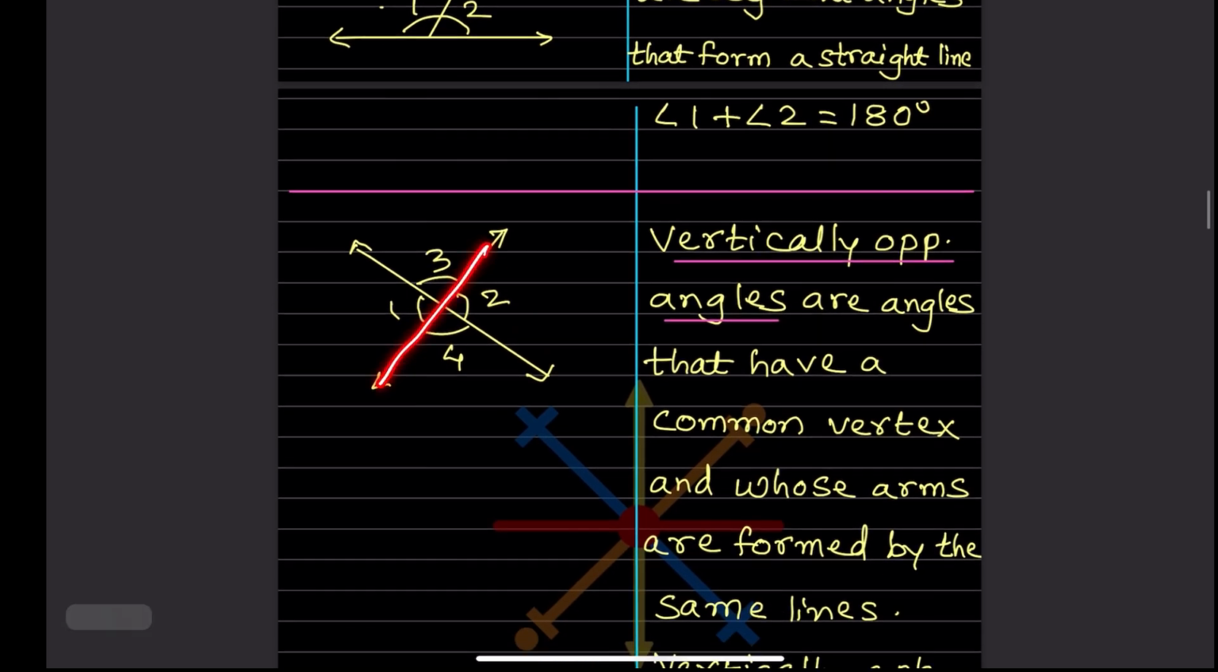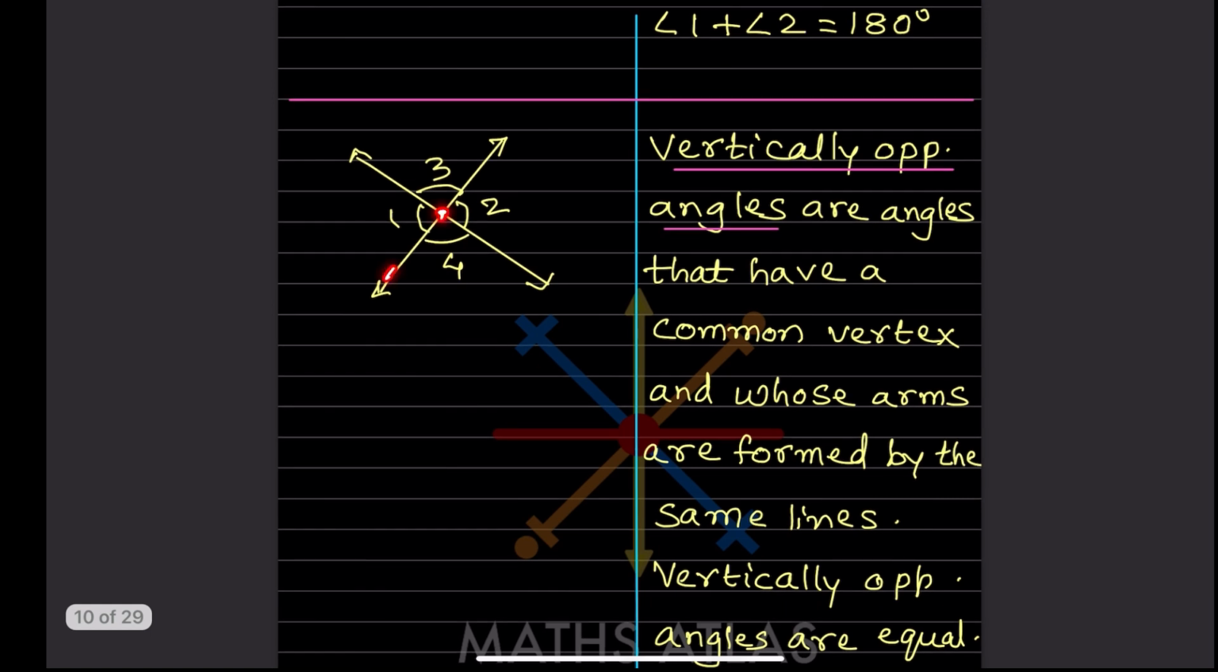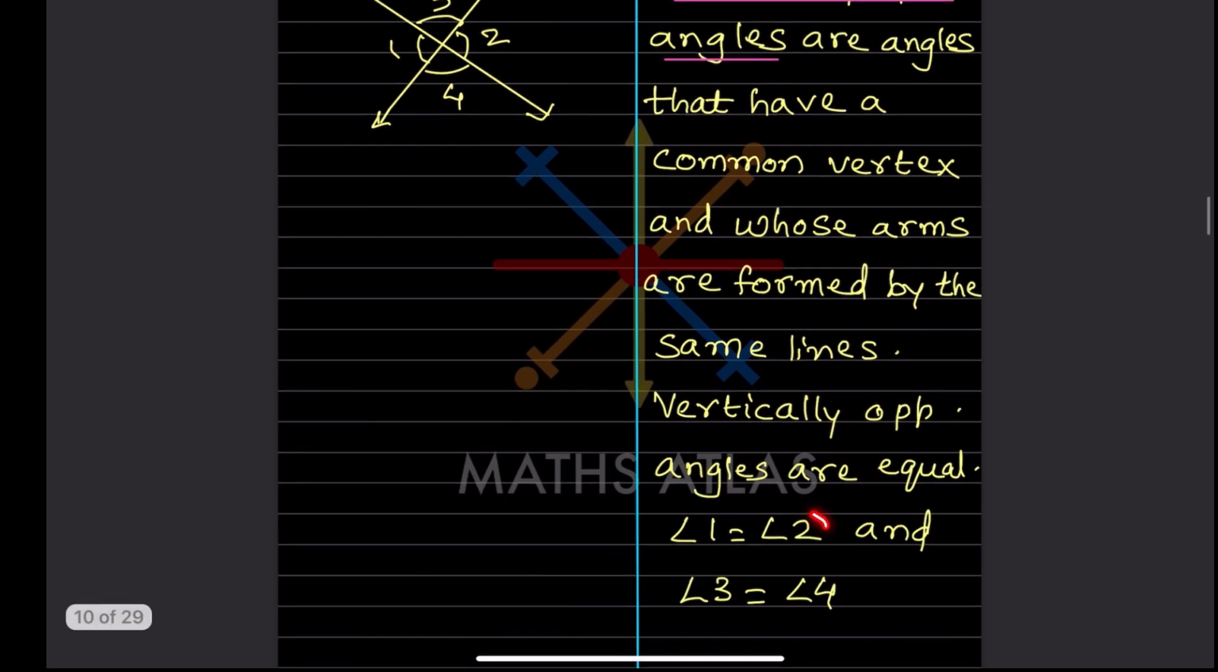Now in this one, angle 1 is equal to angle 2. They are called the vertically opposite angles. Again here we can say angle 3 is equal to angle 4. So angle 1 is equal to angle 2, angle 3 is equal to angle 4. Vertically opposite angles are angles that have a common vertex, meaning this is the vertex which is common, and whose arms are formed by the same lines. Vertically opposite angles are equal. So angle 1 is equal to angle 2 and angle 3 is equal to angle 4.